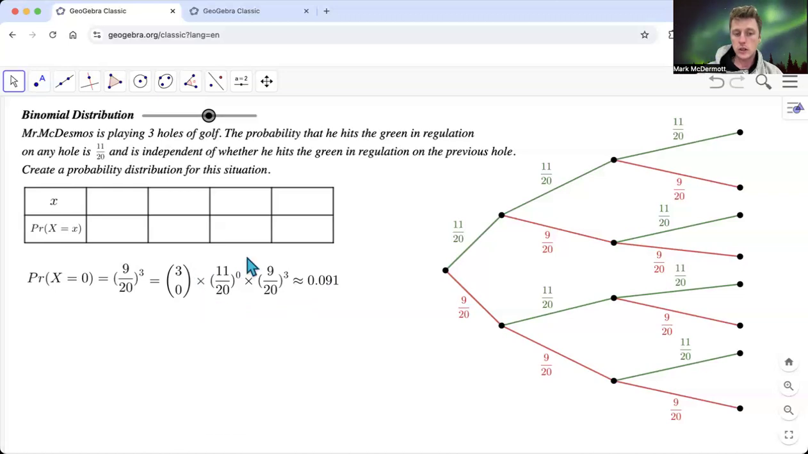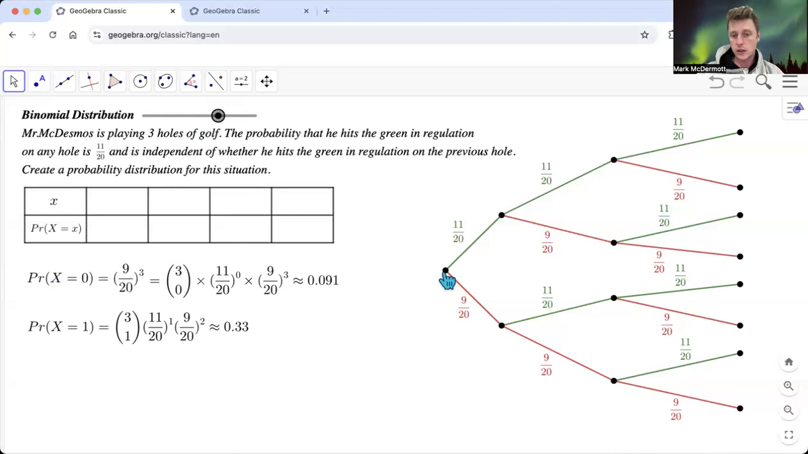11 on 20 to the power of 0 is 1, because anything to the power of 0 is 1. So that is the situation where no successes are had. So you went down this branch. Okay. Next one. Now, what's the probability we have 1 success?